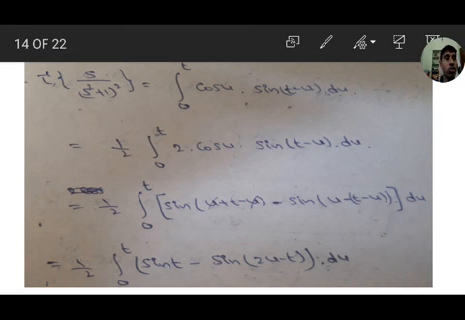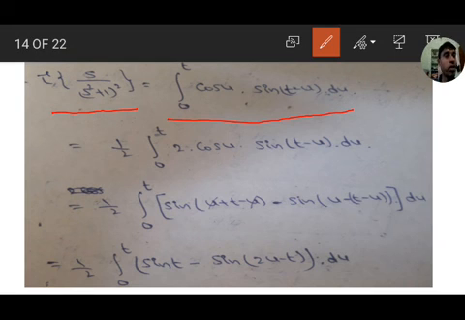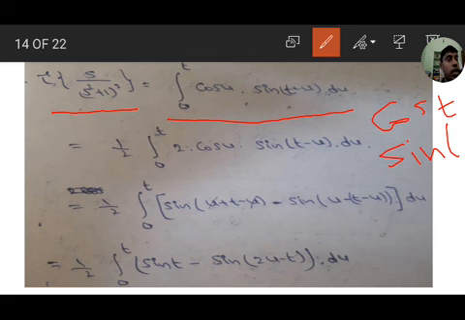Therefore L inverse of s by s square plus 1 whole square equal to integration 0 to t cos u into sin of t minus u du. Here f of t equal to cos t, so f of u equal to cos u, g of t equal to sin t. So g of t minus u means in the place of t we have to replace t minus u. Replace t minus u: cos u into sin of t minus u du.